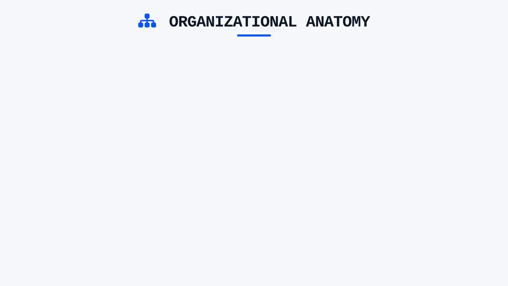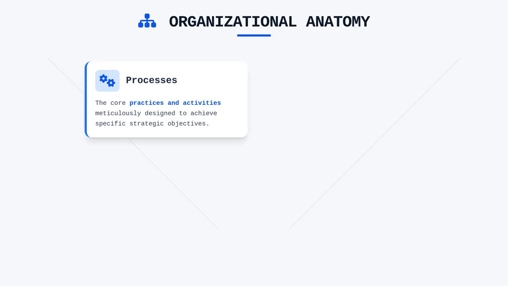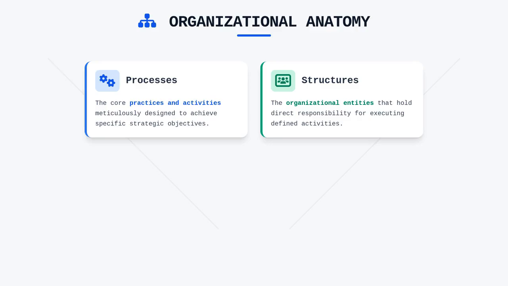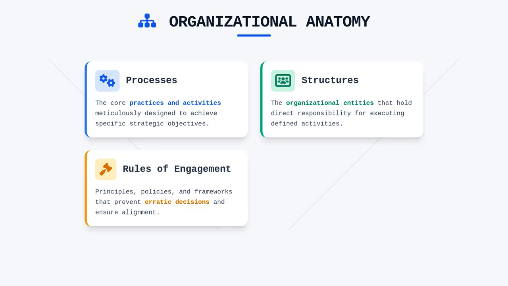The first category involves the processes and structures that define the organizational anatomy. Processes represent the set of practices and activities needed to achieve specific objectives, while structures are the organizational entities that hold responsibility for those activities. Another critical component is the set of principles, policies, and frameworks, which act as the rules of engagement for the enterprise. Without clear policies that are effectively communicated throughout the organization, decisions become erratic and inconsistent with top-level goals.